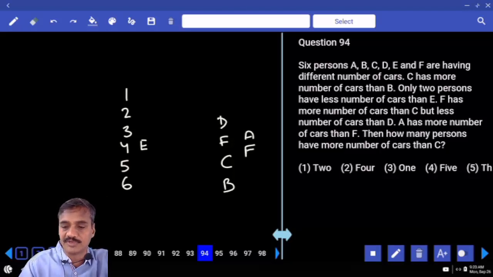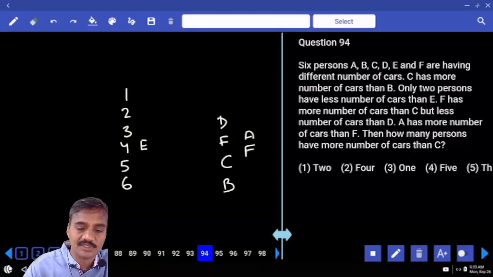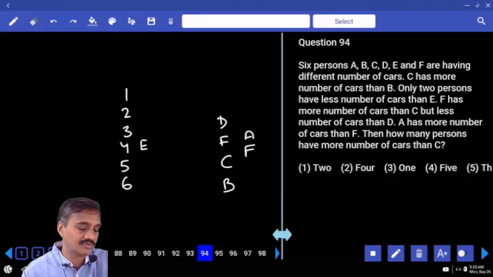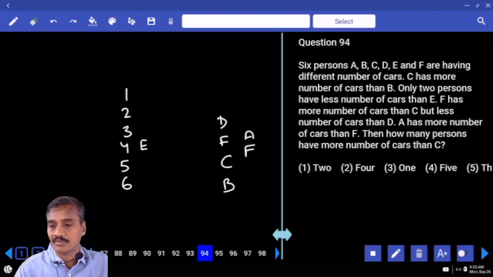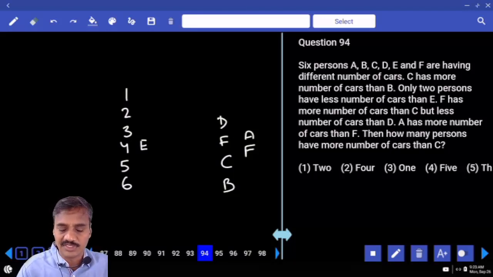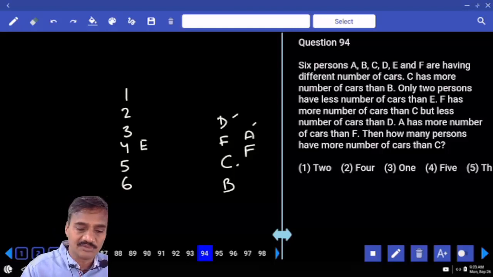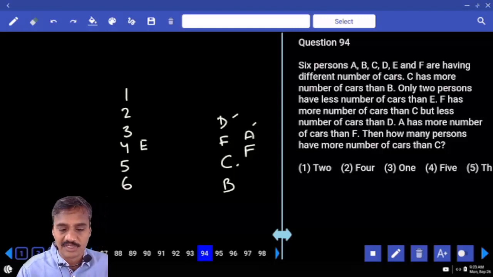And then how many persons are having more cars than C? Tell me who has more than C. Now E is already here. Tell me what is the order we have in this case. Only C has more number of cars than B. E is already there, and before F there must be D and A, right? And before F, D and E. At the same time C is at this place, and A and F.